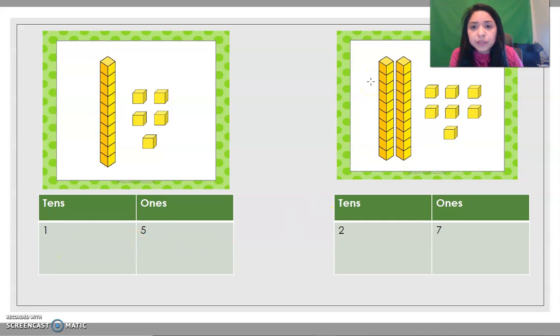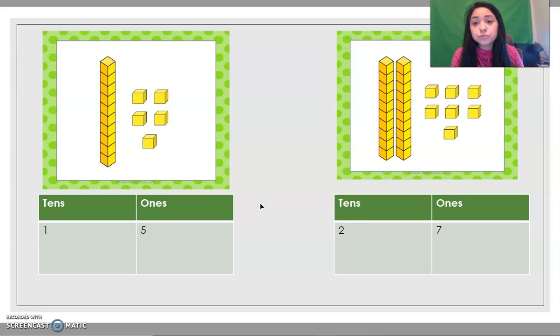Then I'm going to look over here and I see 2 long poles. So I see those in the tens place. We're going to put 2 there. And I see 1, 2, 3, 4, 5, 6, 7 little blocks, 7 little ones. So I'm going to put those in the ones place. So the number I made here was 27, and the number I made here was 15. And I want us to pick the largest number.